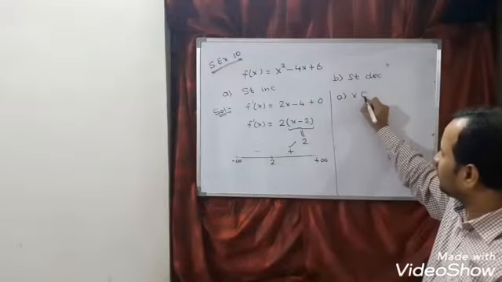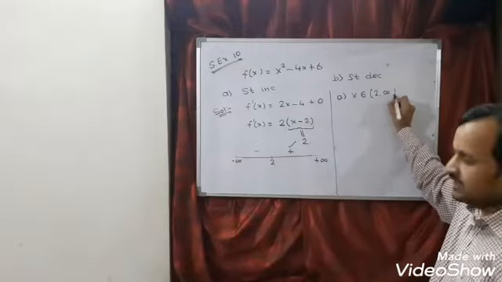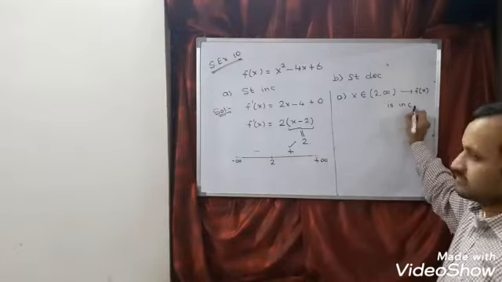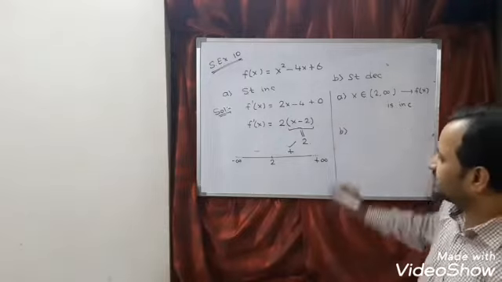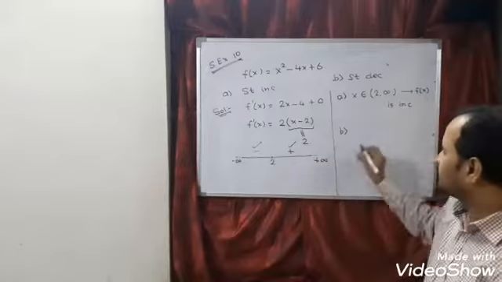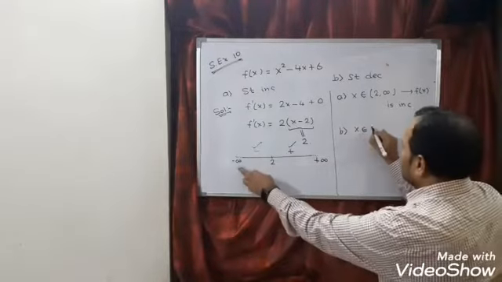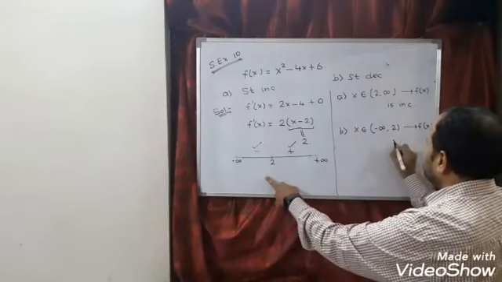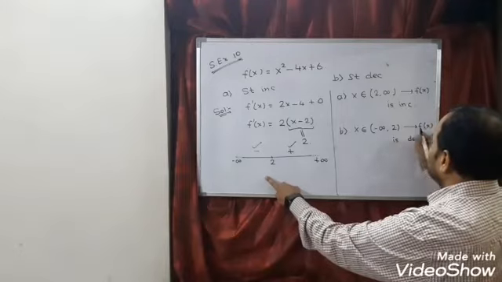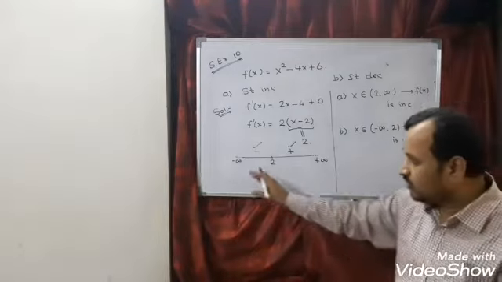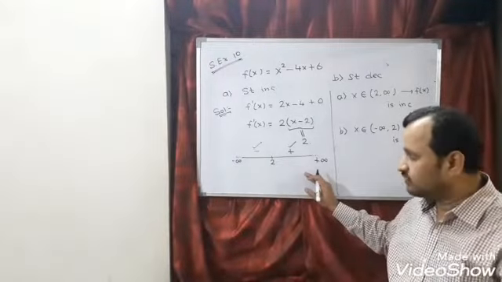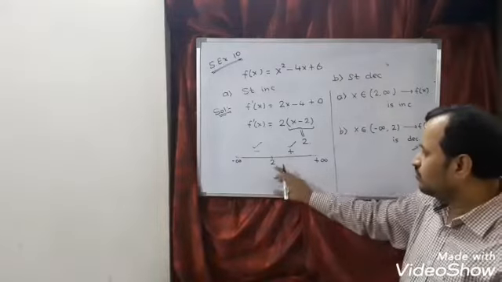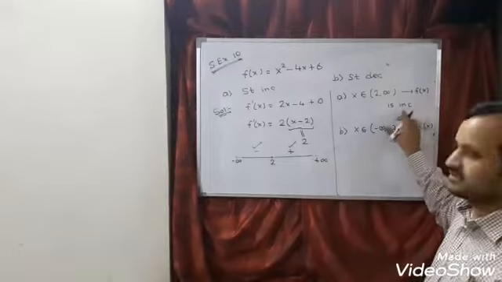So I can say x belongs to 2 comma infinity. Here I can say what? Function is increasing. Right? And B, strictly decreasing. Strictly decreasing means what? Negative. So here I can say x belongs to minus infinity to 2. I can say f of x is decreasing here. I think this is clear. And I told you, mathematics we have to read from left to right. So minus infinity to 2 function is decreasing, 2 to infinity function is increasing.